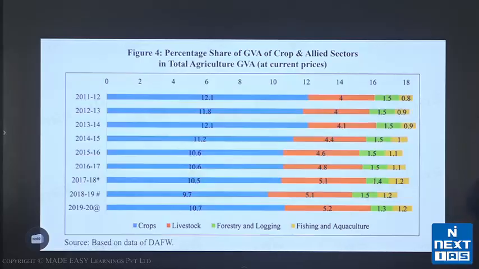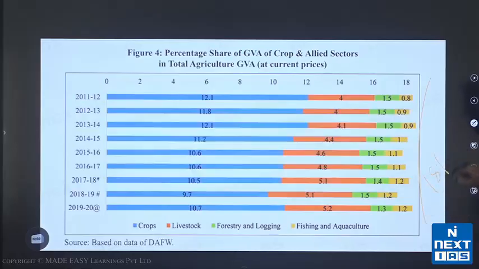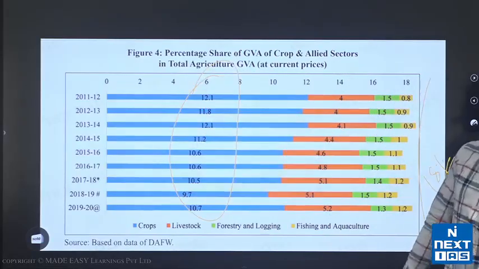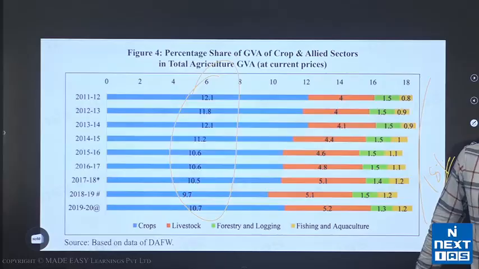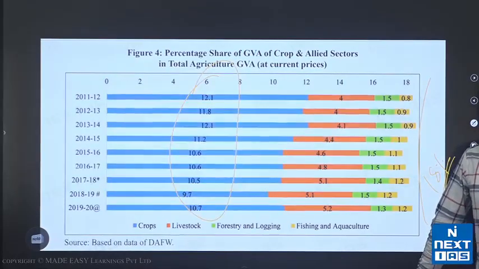Anyway, percentage share of GVA, crop and allied sectors in total agricultural GVA. If I ask you, as my secretary, what to do for the agriculture sector, you should tell me, sir, go through the GVA data first. Out of 18 rupees of agriculture GVA, around 10 to 11 rupees comes from crops. Now it is a miserable condition under the Modi government, sir. Previously it was around 12 to 13 rupees. Now it came down to 10, 9 rupees. Whoever is cultivating crops is not getting the remuneration. That is the reason farmers are not earning much.